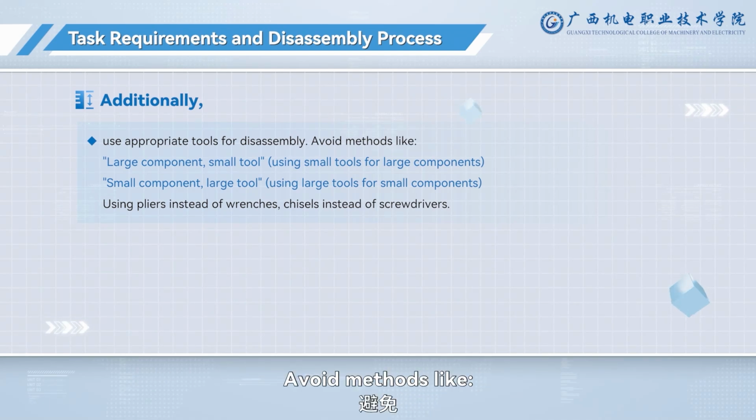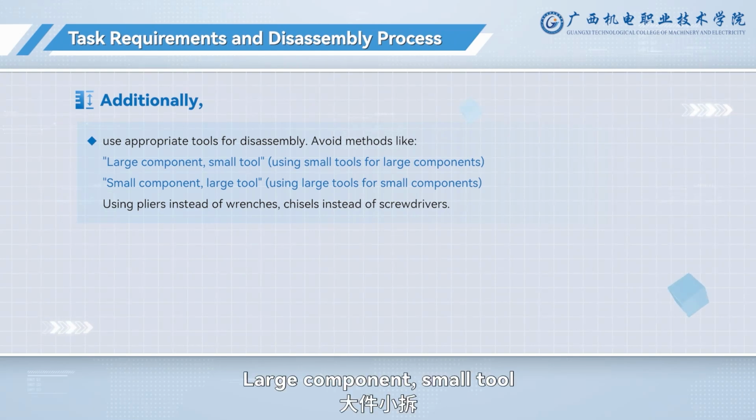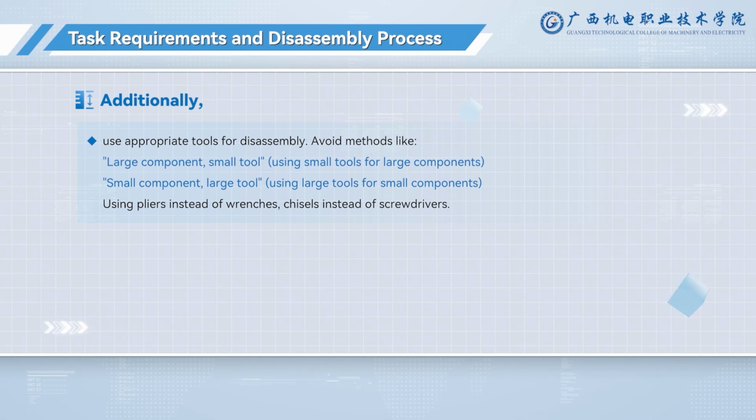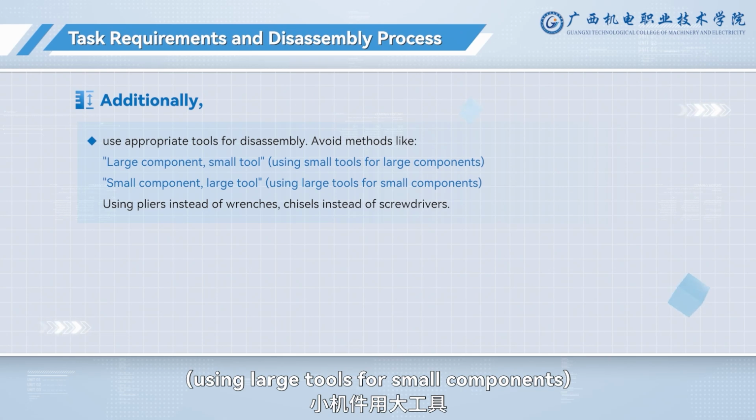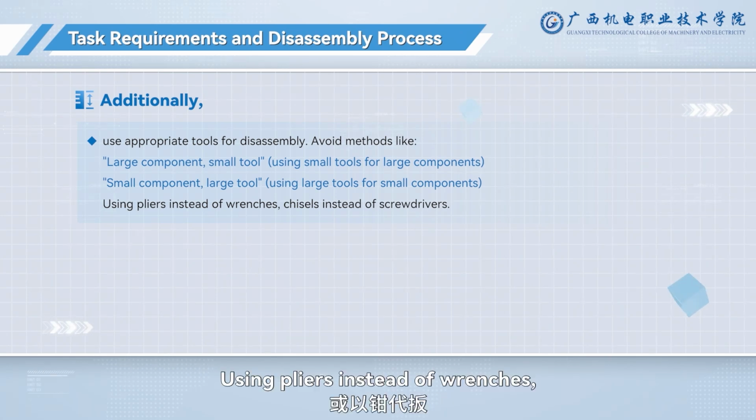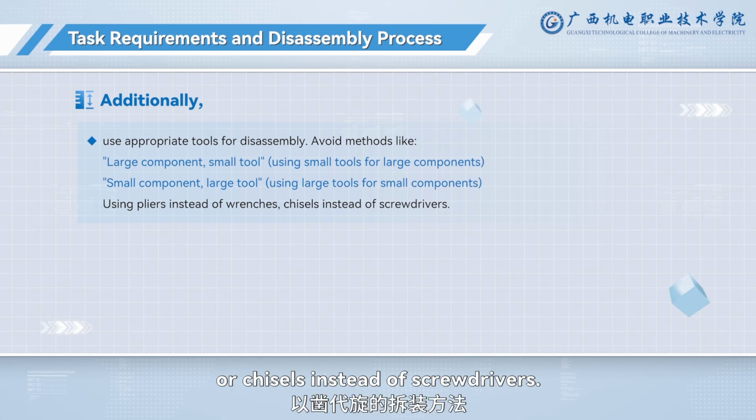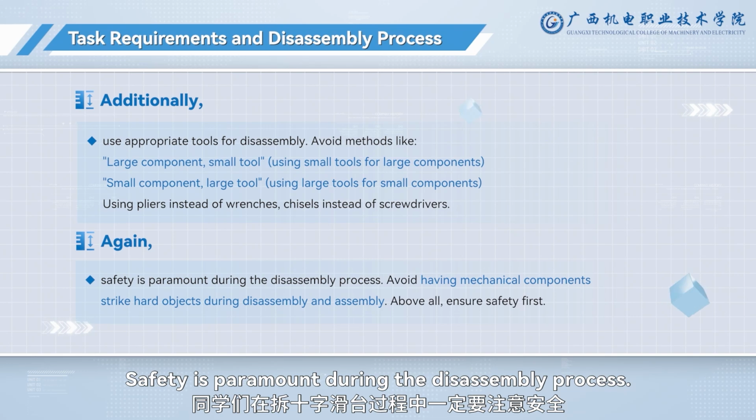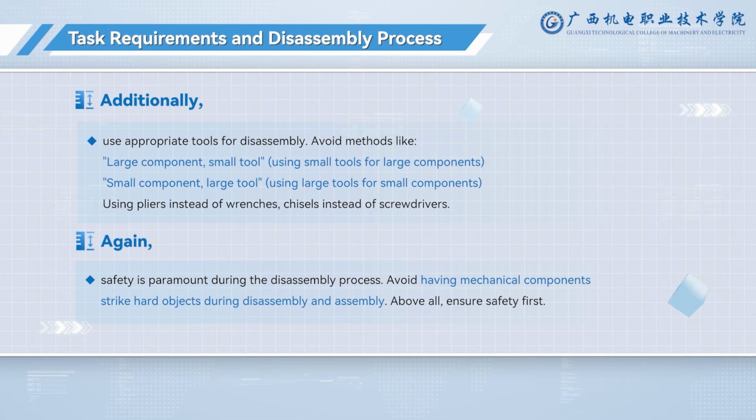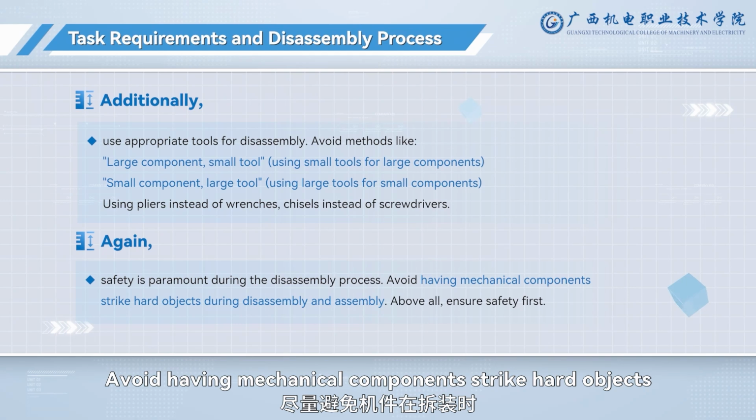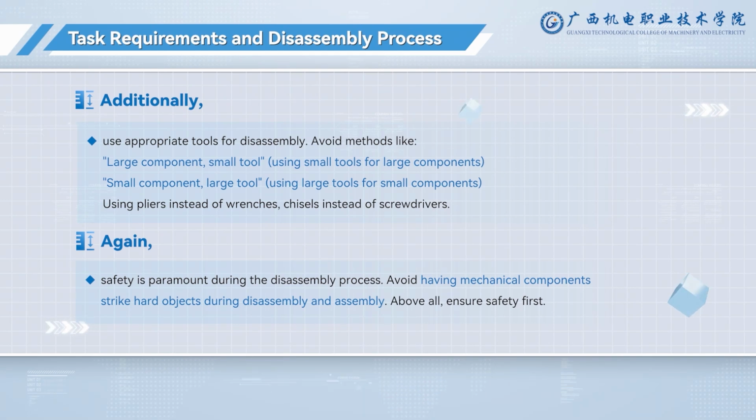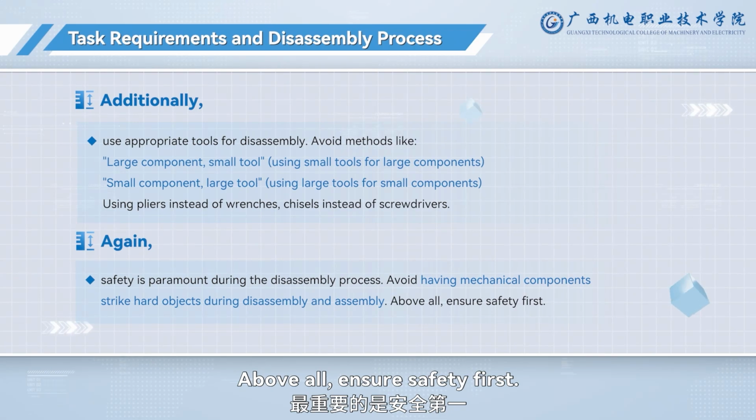Avoid methods like large component, small tool, using small tools for large components. Small component, large tool, using large tools for small components. Using pliers instead of wrenches, or chisels instead of screwdrivers. Safety is paramount during the disassembly process. Avoid having mechanical components strike hard objects during disassembly and assembly. Above all, ensure safety first.